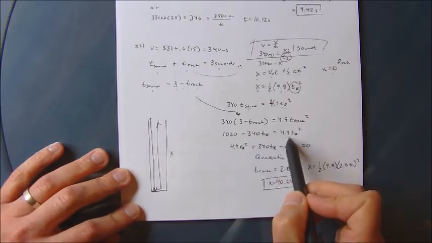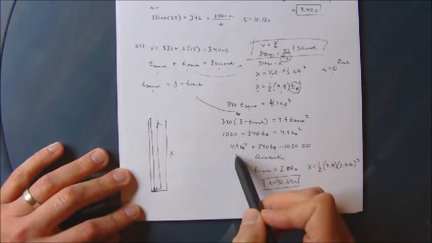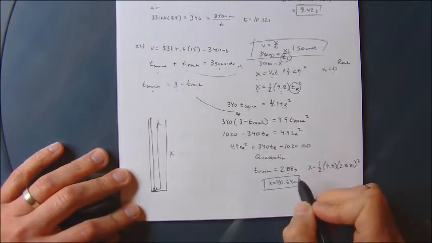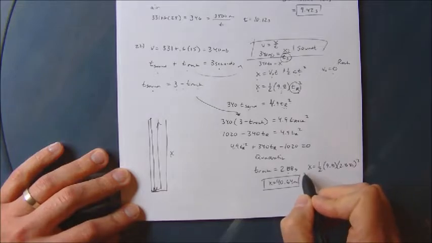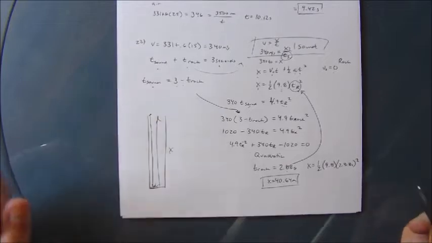That equals 4.9 times the time for the rock squared. And then I move it into quadratic form. I plug it into the quadratic solver, and I find the time for the rock is 2.88 seconds to fall. I then plug this back in up here, and I get 40.64 meters.